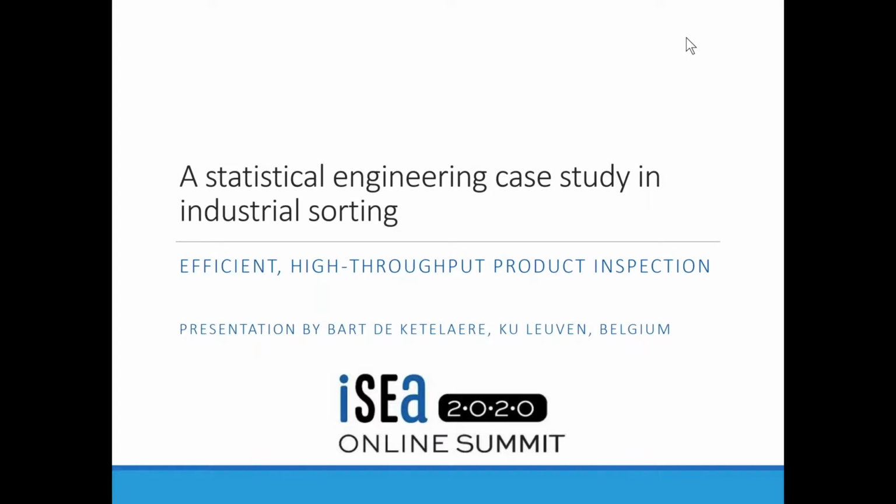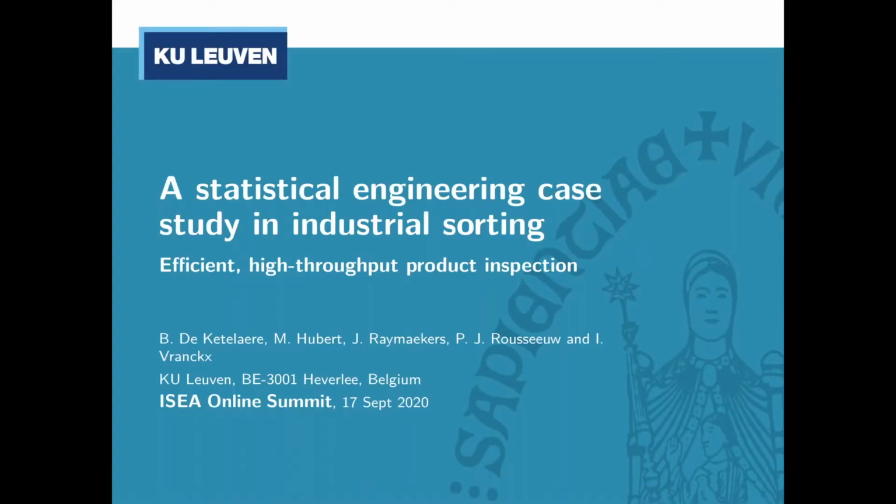So my talk will be about a statistical engineering case study related to industrial sorting. It's a joint effort between different research groups in academia: the mechatronics, biostatistics, and sensors research group I'm affiliated with, and also the research group on robust statistics, and an important company that builds sorting machines for a quite broad range of products. The talk will be about optimizing those product sorting machines. So that's what it's all about today.